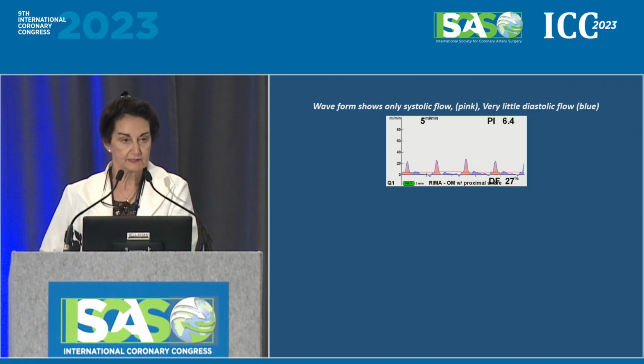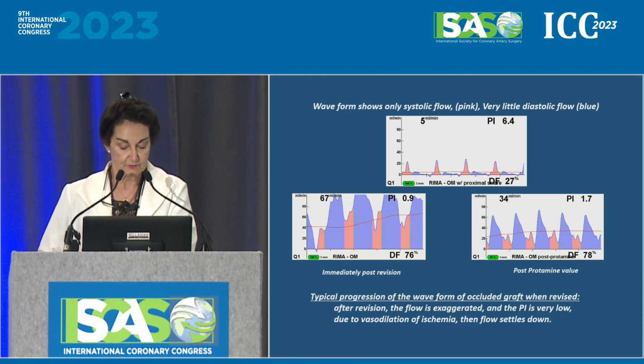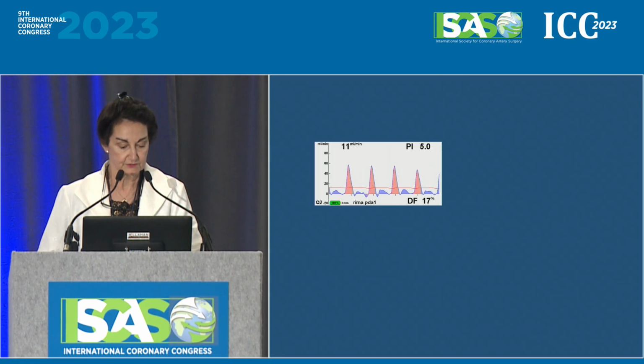Okay, what does this look like? Anybody? It's the pink spike sign. And immediately after revision and post-protamine, you see a difference. This is a really important point. If you see this typical progression of the waveform from an occluded graft when revised, you have had a not good graft. What happens is the flow is exaggerated, the PI is very low, and due to vasodilatation of ischemia, this is what causes this excess in flow, and the flow settles down. So yes, this is an occluded graft.